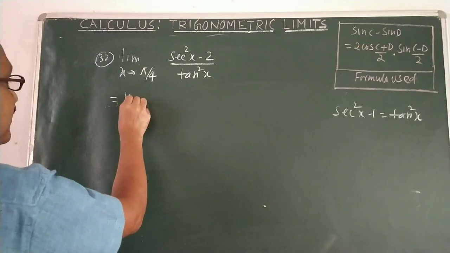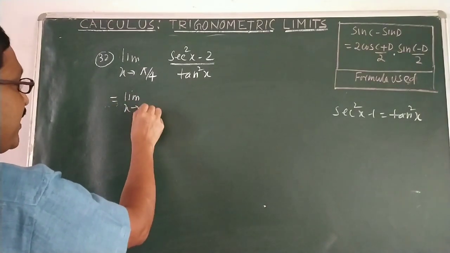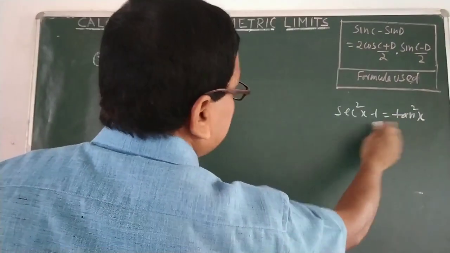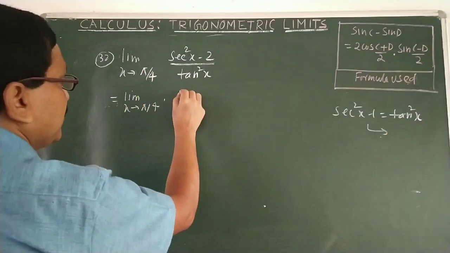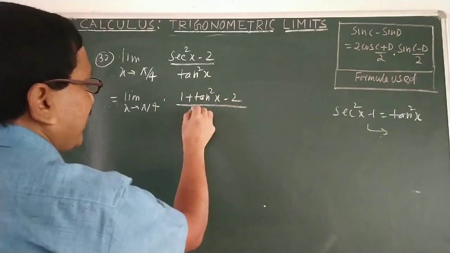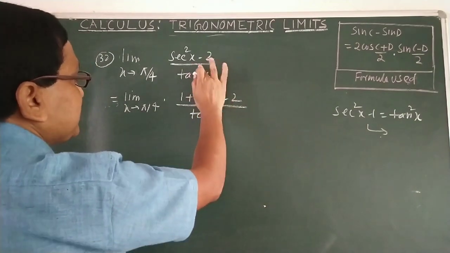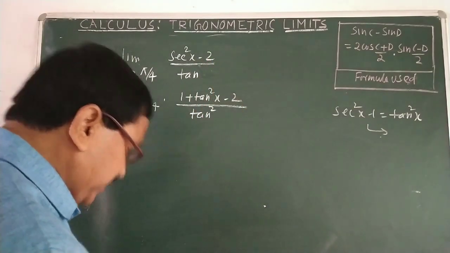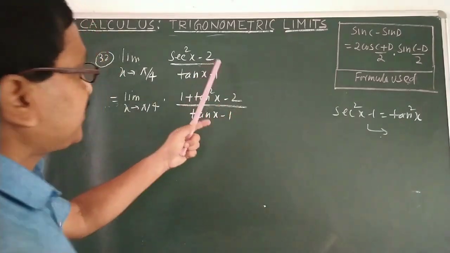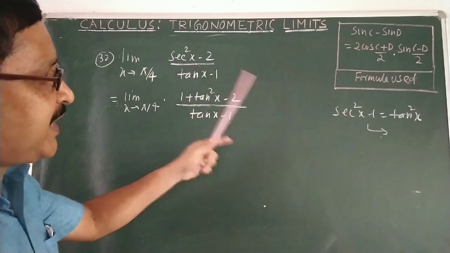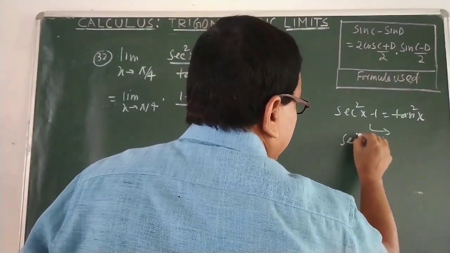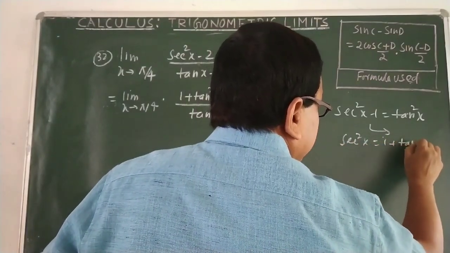So limit x tends to pi by 4. Putting the value of sec square x: sec square x is equal to 1 plus tan square x. So 1 plus tan square x minus 2 by tan x minus 1. The denominator is tan x minus 1, this is the real question. So converting this sec to tan, sec square x is equal to 1 plus tan square x.